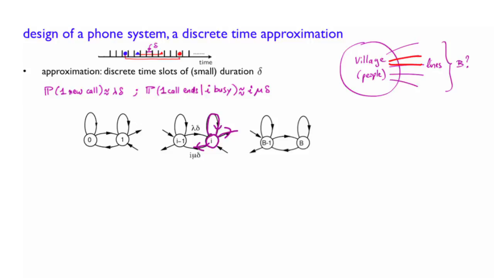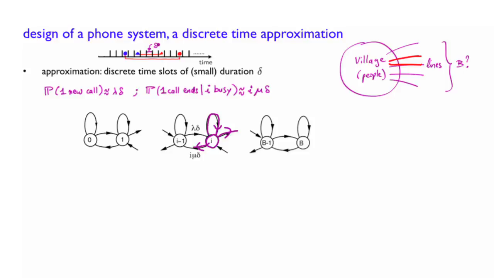Well, it is also possible that a phone call gets terminated and a new phone call gets placed in the same time period. But when the duration of the time slots, the delta here, is very, very small, this event is going to have a negligible probability, of order delta squared. So we ignore it. As we ignore the fact that more than one new call can happen, or more than one call can be terminated during a given slot.